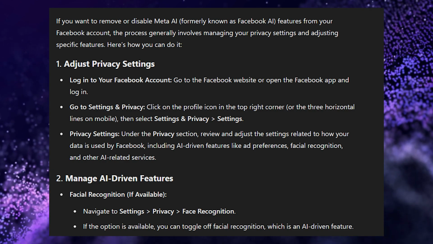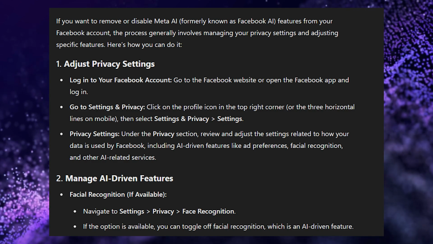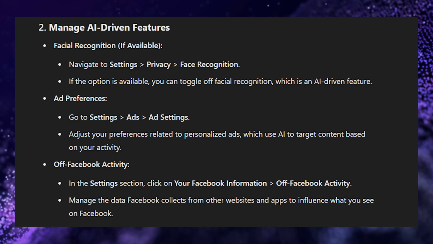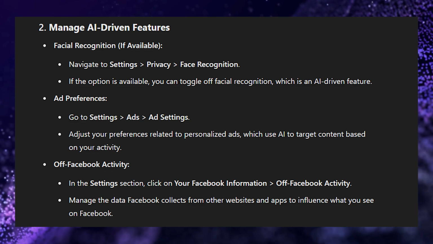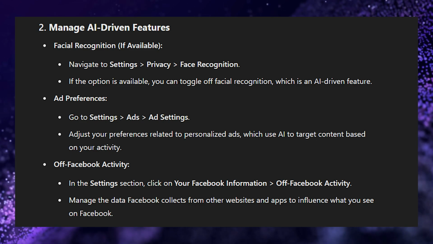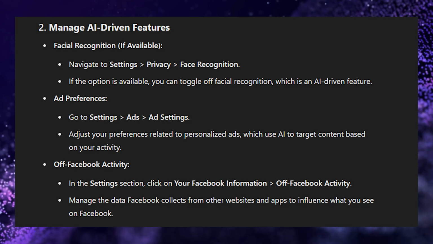And what you can do is you can limit how Meta AI personalizes ads based on your data. You can go to settings and privacy, then navigate to settings, navigate to ads, and then navigate to ads setting. And there you can limit how Meta AI personalizes ads based on your data.